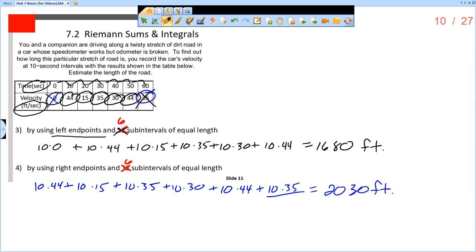Okay. All right. So that is left-hand and right-hand Riemann sum. Remember, a Riemann sum is when we use a rectangle to estimate the area under a curve.